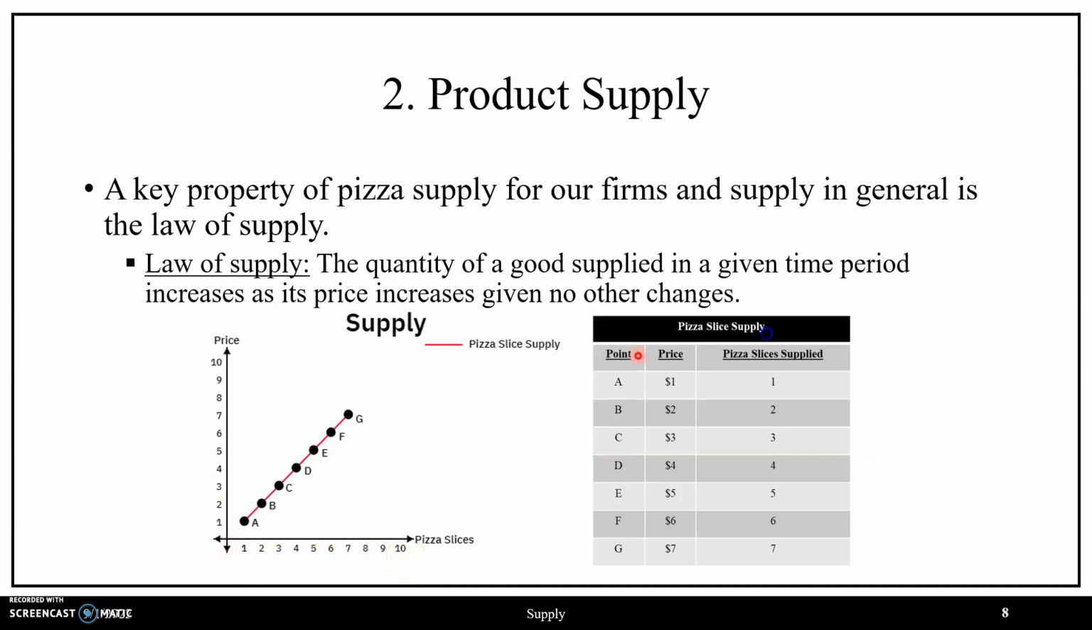as well. Returning to our supply schedule on the right, we see the same thing, in that going from points A through G, as price increases from $1 to $7, pizza slices supplied increases from 1 through 7 as well, indicating that positive relationship between price and quantity supplied.